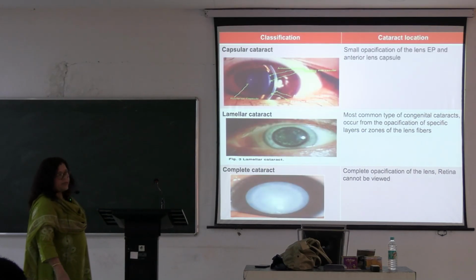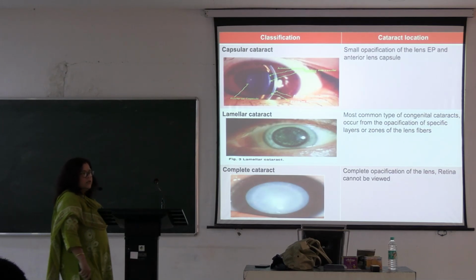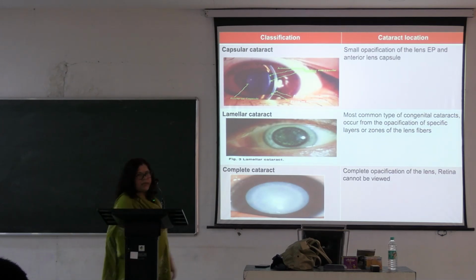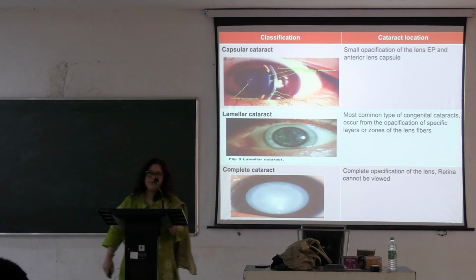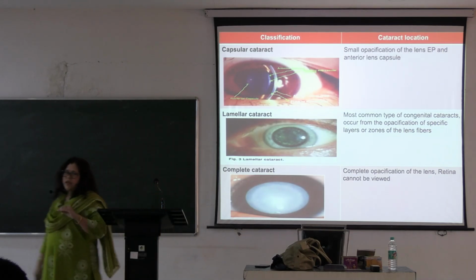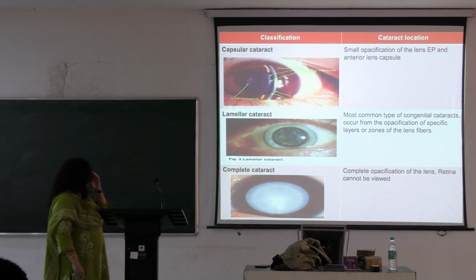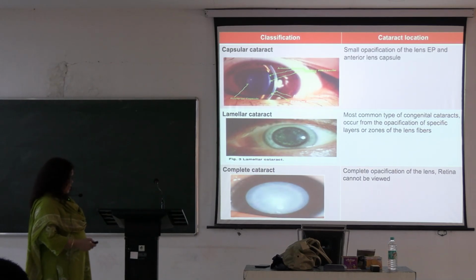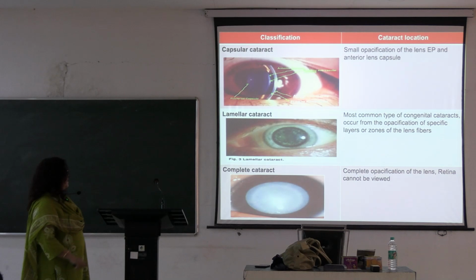Then capsular cataract. When it involves the anterior capsule, it is called anterior capsular cataract. When it affects the posterior capsule, it is called posterior capsular cataract. Then lamellar cataract. Lamellar cataract is the most common type of congenital cataract.